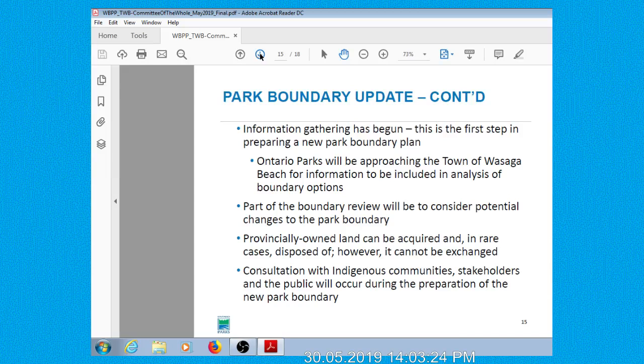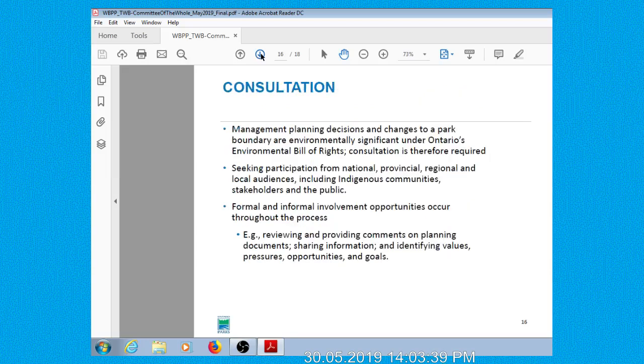Consultation will occur on any of the proposed park boundary changes. Consultation occurs with Indigenous communities, stakeholders, and the public. So we've been preparing management planning and boundary mailing lists over a number of years. So all of those people will receive notice before anything is finalized. So that was the park boundary. Are there any questions on the park boundary?